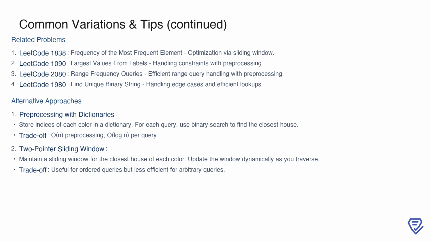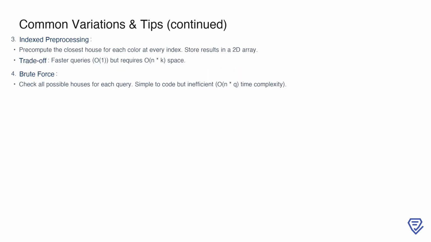By maintaining a dynamic window for the closest house of each color, you can efficiently update the window as you traverse. This method is especially useful for ordered queries, though it's less effective for arbitrary queries. Another pre-processing technique involves creating a 2D array that pre-computes the closest house for each color at every index. This indexed pre-processing allows you to answer queries in constant time, O(1), but comes at the cost of O(n*k) space complexity. It's a trade-off worth considering for scenarios with many queries.